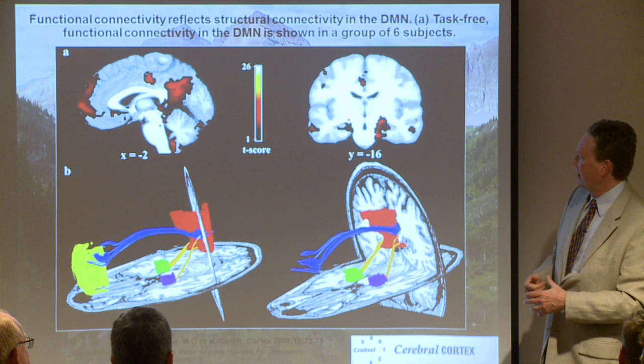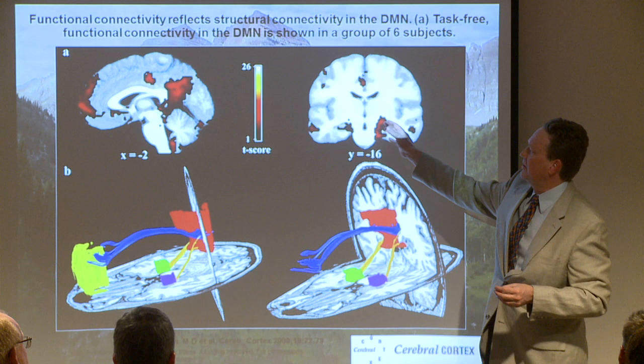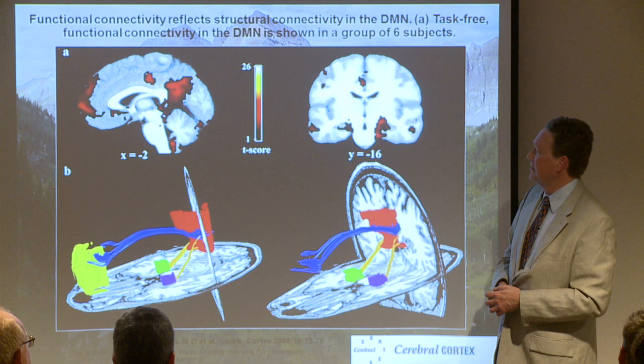And there's a close correspondence between the parts of the brain that are physically connected through these axons and the default mode network that is activated through those connections. So the science has worked this out rather convincingly.